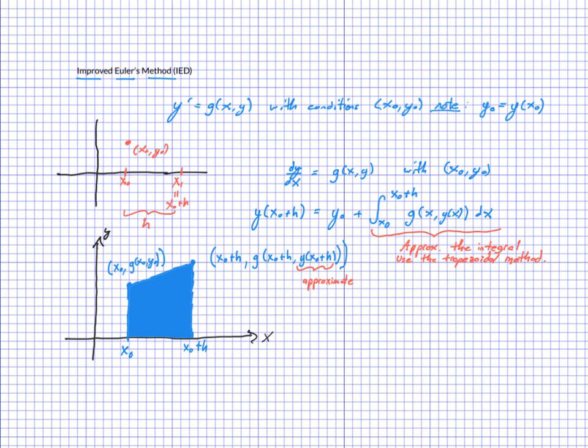All right. Now the good news is, and this is why I showed you this at the beginning, recall from Euler's method that y of x naught plus h can be approximated. So that's going to be y naught plus h times g of x naught comma y naught.